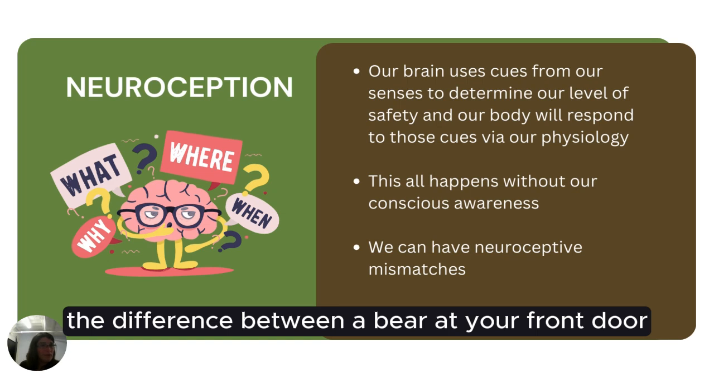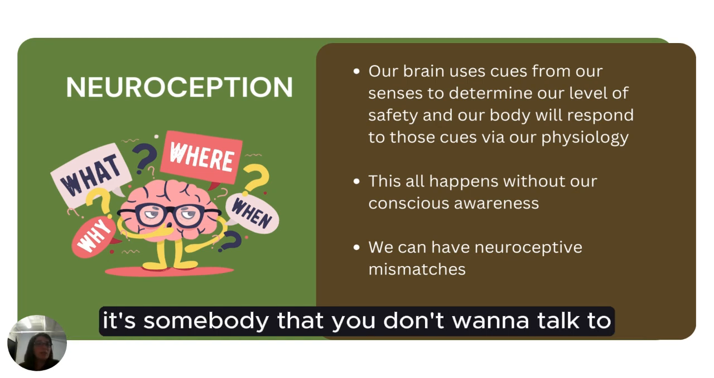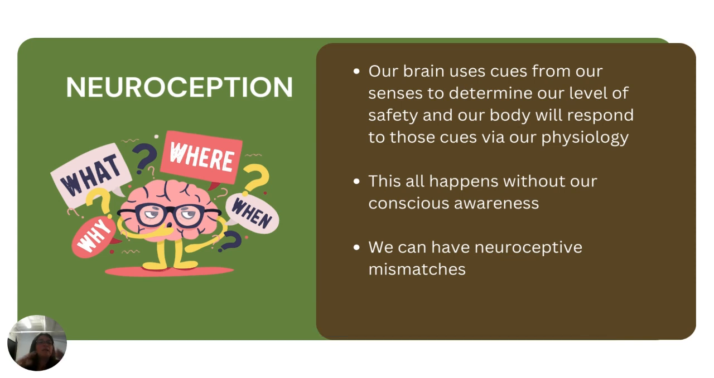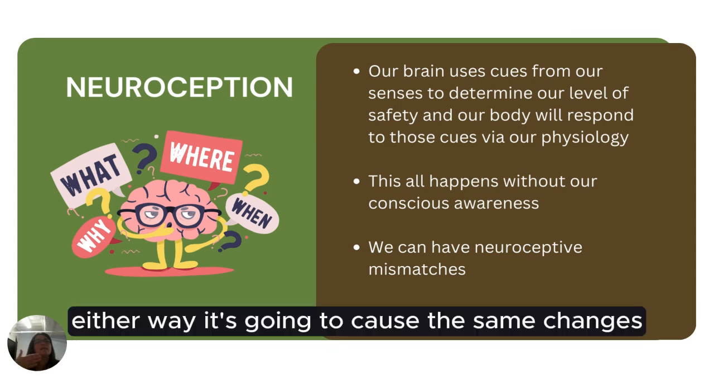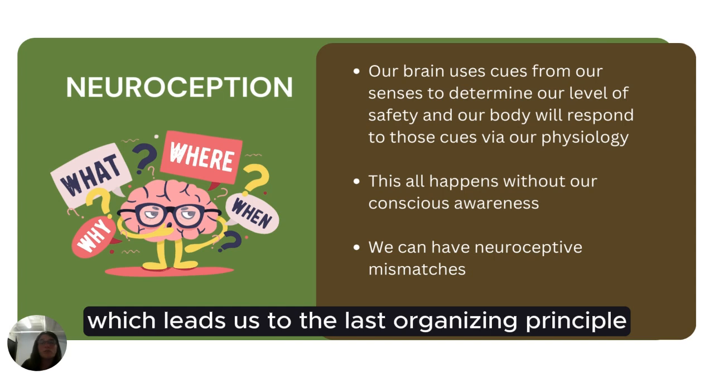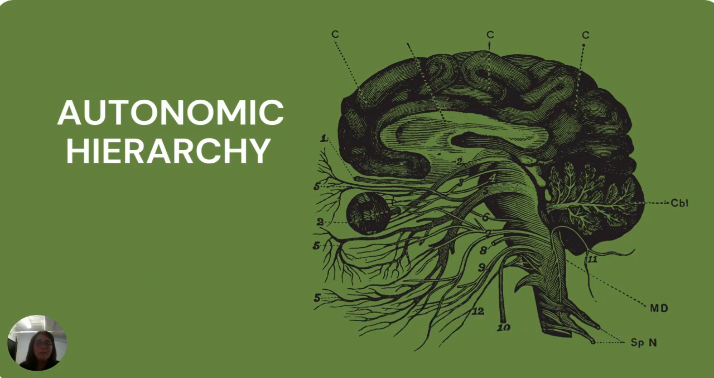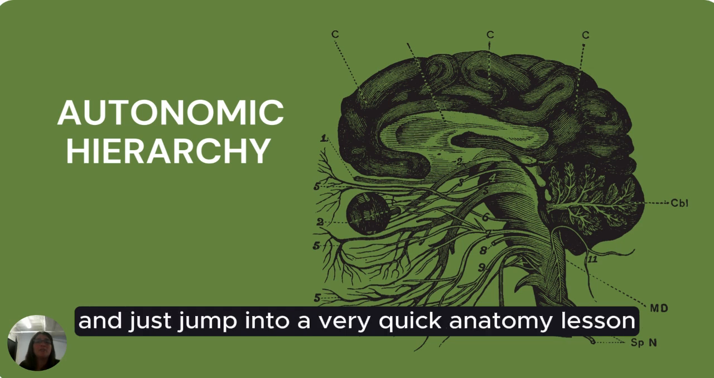The difference between a bear at your front door coming to get you or the caller ID saying it's somebody that you don't want to talk to. Either way, it's going to cause the same changes and adaptations in your body, which leads us to the last organizing principle, which is the autonomic hierarchy. So we're going to put a pin in it right here and just jump into a very quick anatomy lesson.